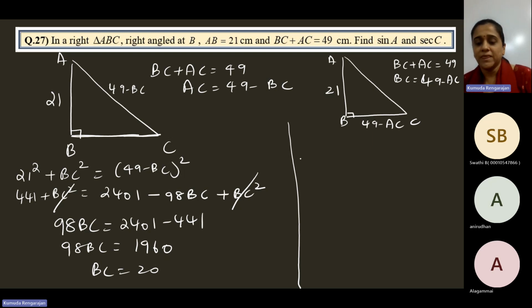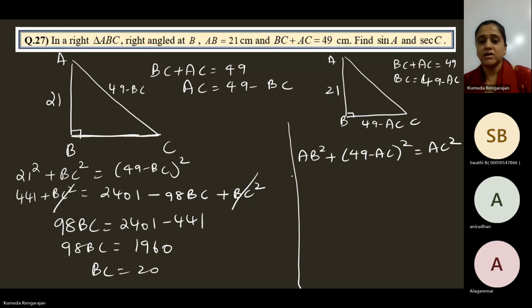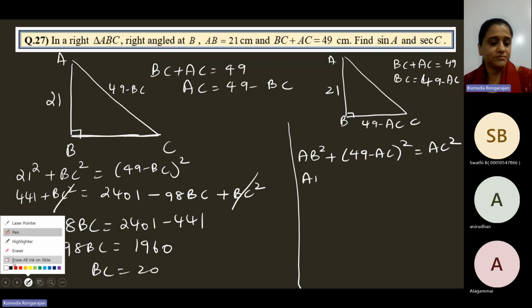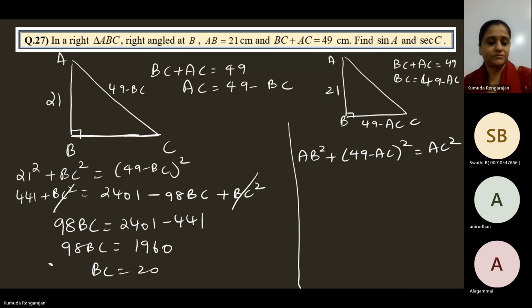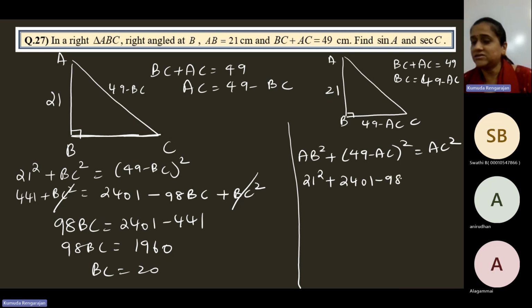Now Pythagoras theorem. AB square plus BC, which is 49 minus AC, the whole square is equal to AC square. Correct? So AB is 21. Now 21 square plus, expand this one. So 2401 minus 98 AC plus AC square is equal to AC square.